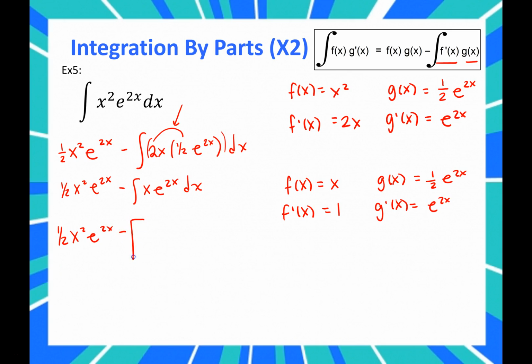I have minus, and now this whole thing in brackets is going to be these two expressions here. So my f of x times g of x, which is this right here, is going to be x times 1/2 e to the 2x. So I'm multiplying those two things. So that's going to give me a 1/2 x e to the 2x. And then I have to do minus the integral of f prime of x, which in this case is 1, so I'm not even going to write it. And my g of x is 1/2 e to the 2x.